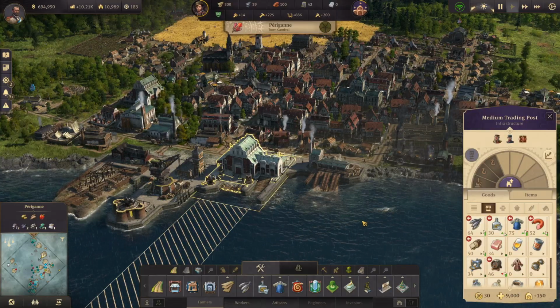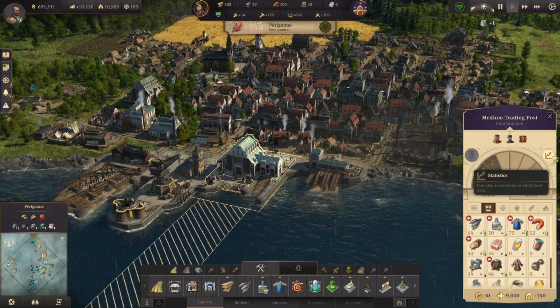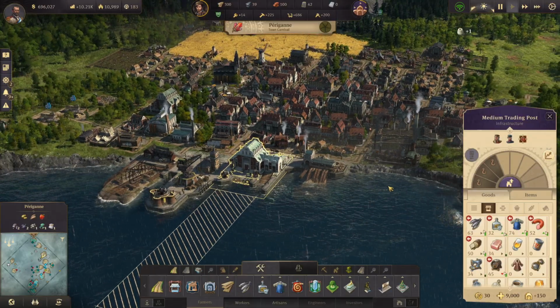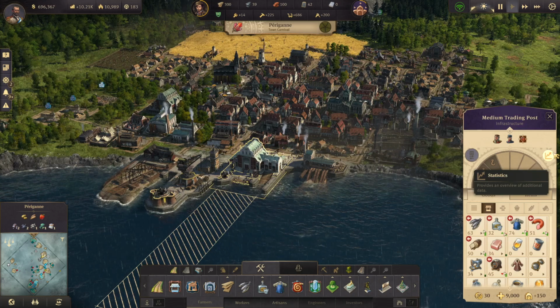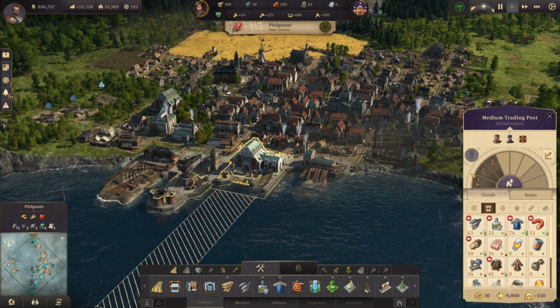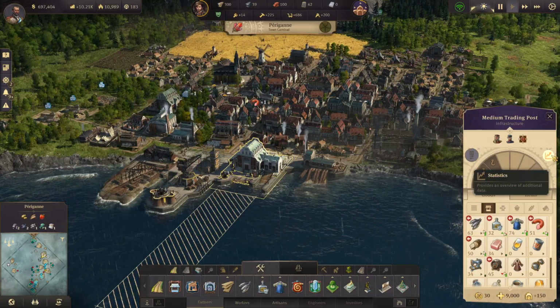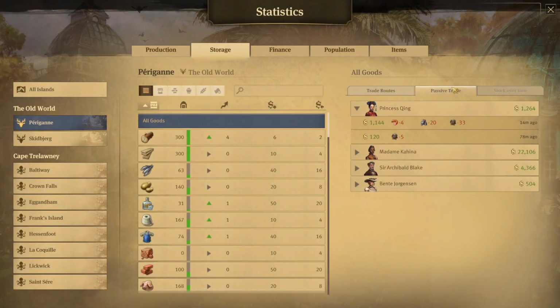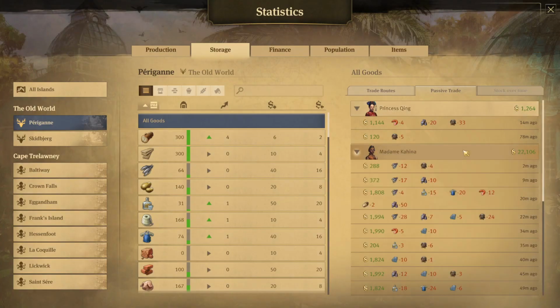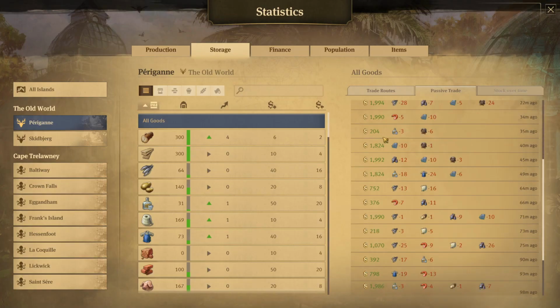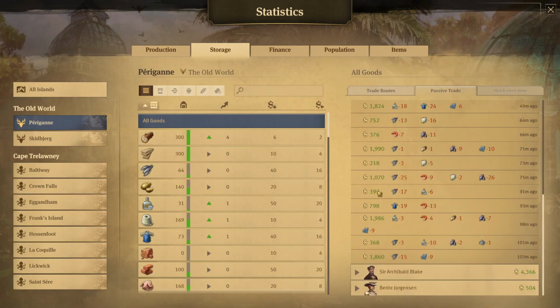So what's one of the downsides of passive trade? Well, the major downside to passive trade, there's two things actually. One is the cap on how much will be purchased. If we click the statistics button right here on the trading post, this brings up our passive trade menu. You can see how much has been made by passive trade. As we scroll down through here, let's take a look at Madam Kahina right here. You're going to start noticing a trend.